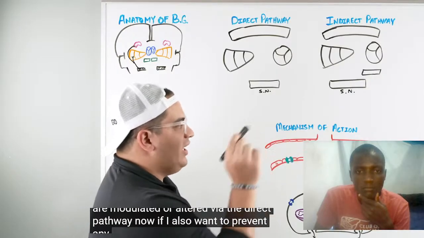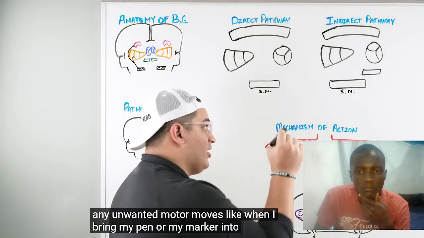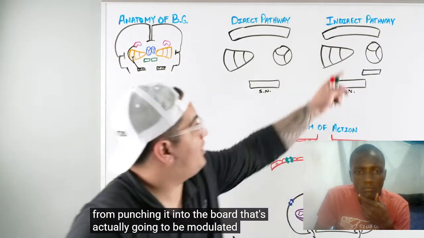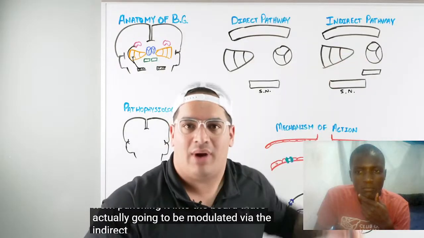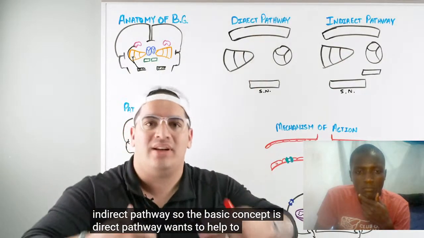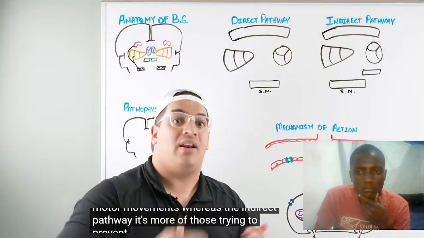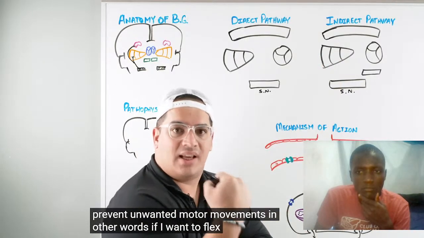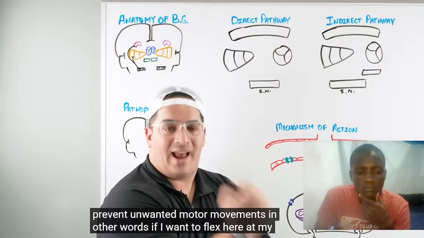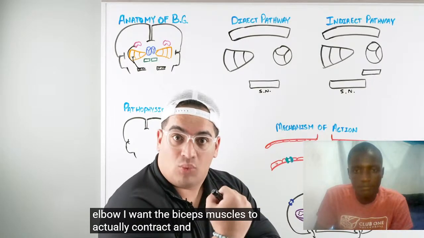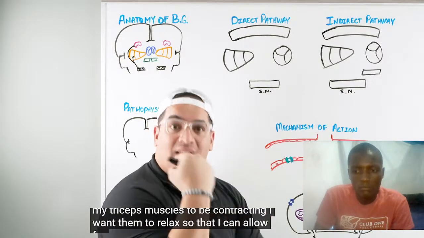Now, if I also want to prevent any unwanted motor movements, like when I bring my marker into the board from punching it into the board, that's actually going to be modulated via the indirect pathway. So the basic concept is direct pathway wants to help to initiate and perform desired motor movements, whereas the indirect pathway is more about trying to prevent unwanted motor movements. In other words, if I want to flex here at my elbow, I want the biceps muscles to contract and work. I don't want my triceps muscles to be contracting. I want them to relax so that I can allow for that movement to occur. So it's that type of concept.